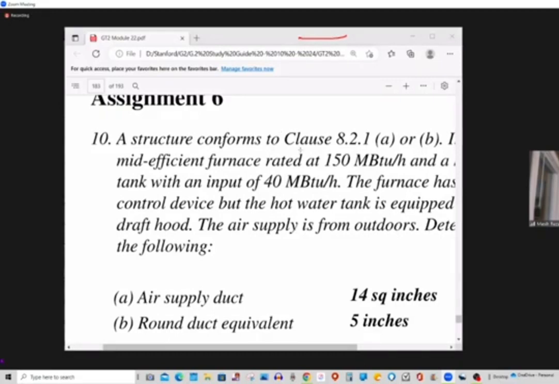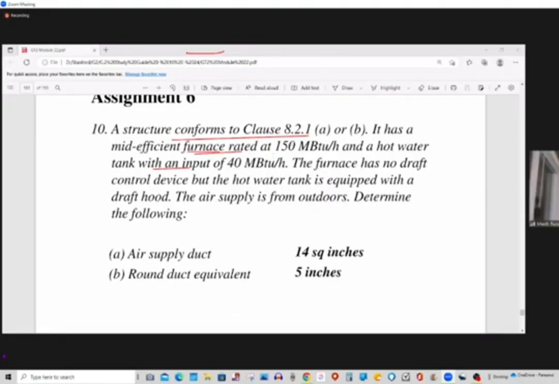Then it said it has a 150,000 mid-efficiency furnace and a 40,000 hot water tank. The furnace has draft control? 150 has draft control, but the hot water tank is equipped with what? With draft hood. Okay, so Sayed, the furnace does not have draft control. You mean fan assisted, right? Yeah. And the hot water tank is with that. So how are you going to solve it? Do you remember or not?